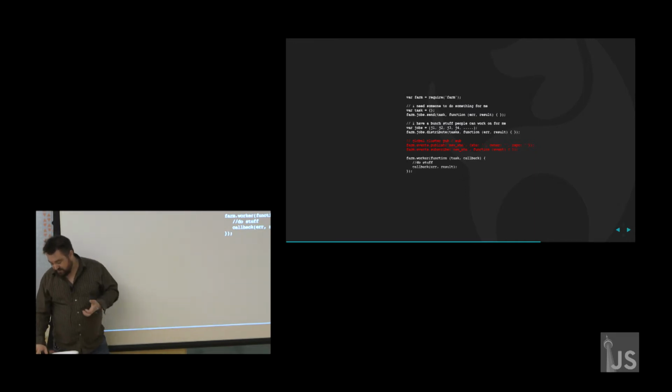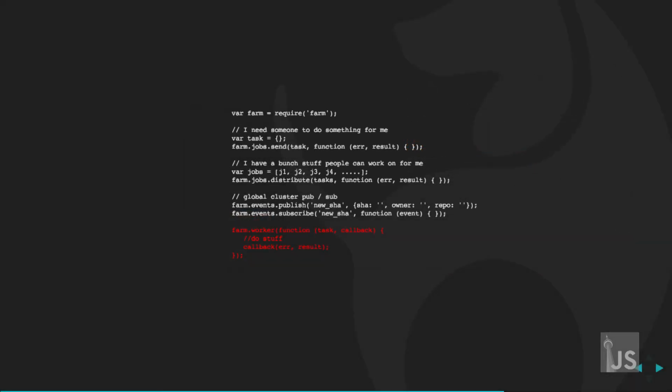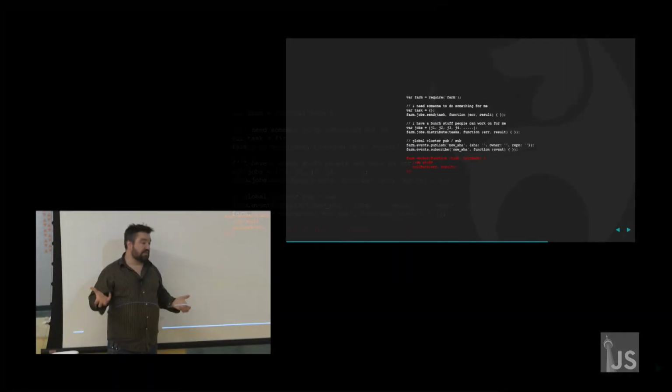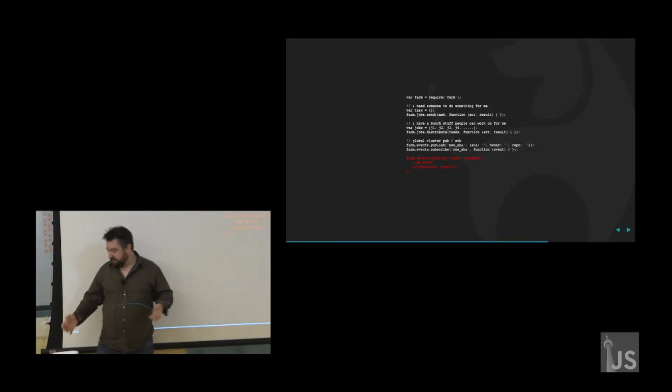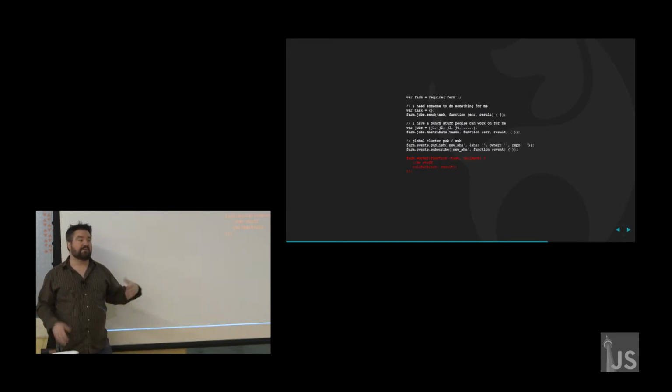And then lastly, the concept of the worker. All a worker is, you give it a callback. That callback takes a task, and you have a callback you call when you're done. It's all primitives we're used to in Node. And it's the simple act of adding that callback that adds you to the queue of potential workers.